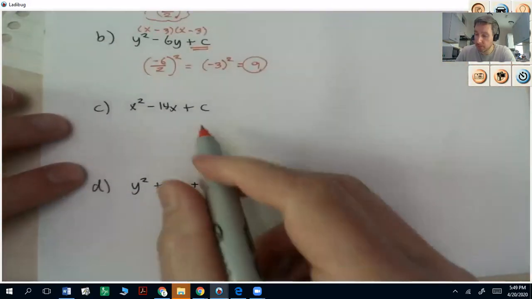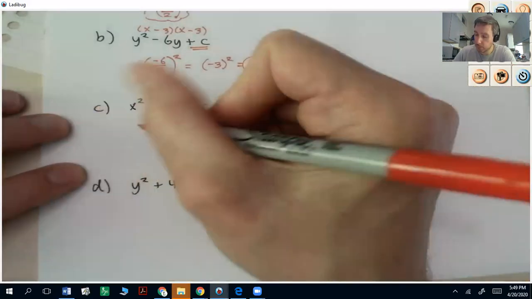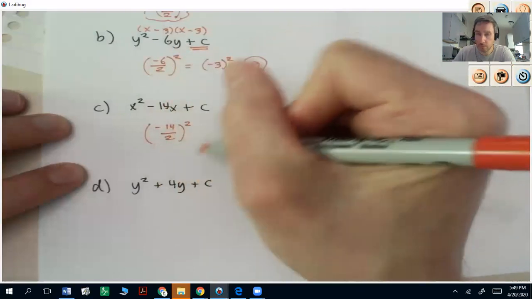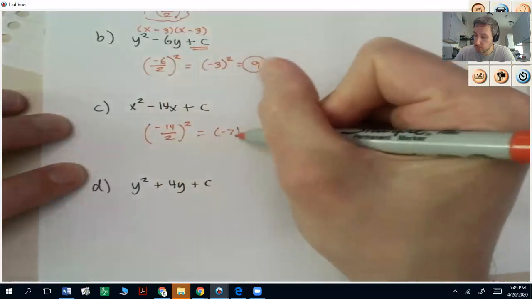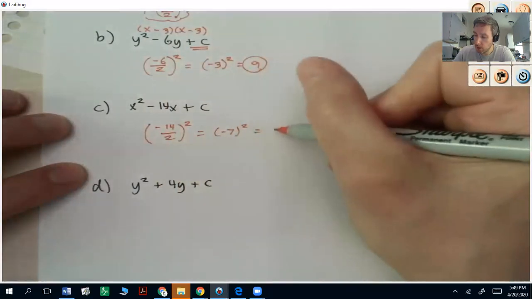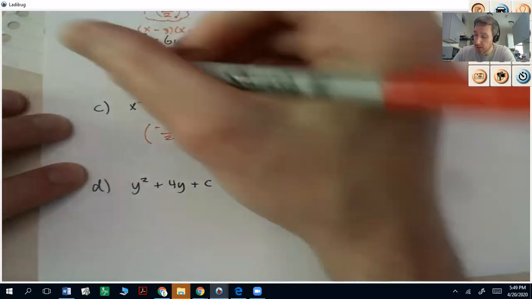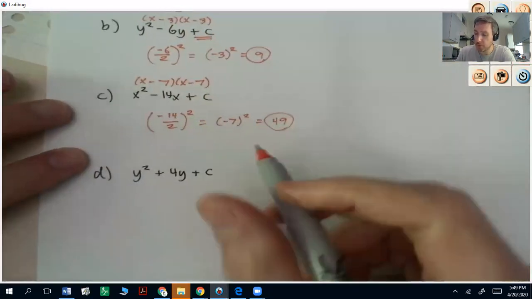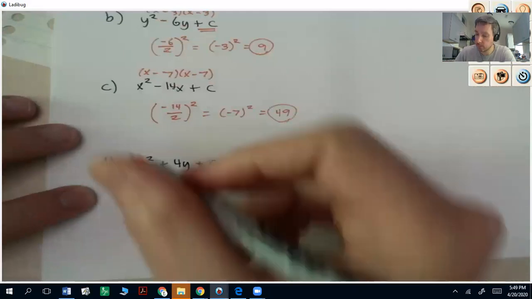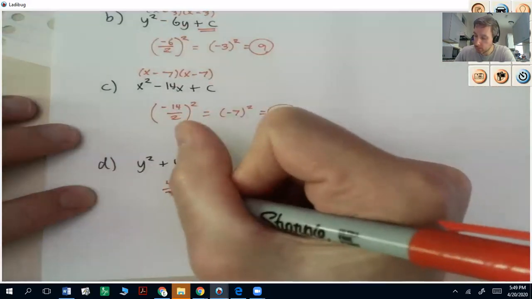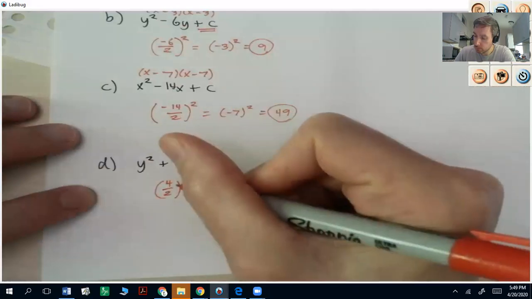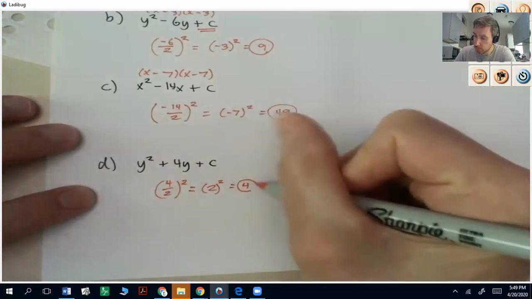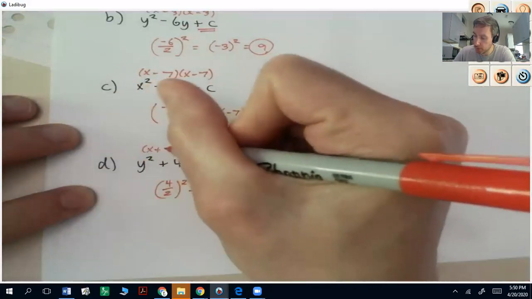All right, try this one here. Should get you 49, positive 49. Your two factors would be x minus 7, x minus 7. And your last one should be 4, x plus 2, x plus 2.